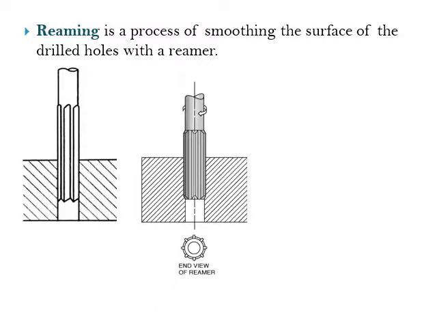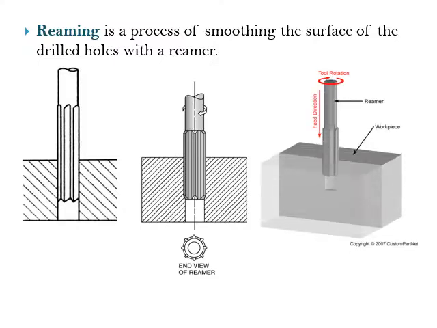So you can see the end view of that reamer. So this is the end view. Third, you can see the 3D diagram for the reaming process. This one is a workpiece. This one is a reamer tool, with the feed in this direction. This reamer tool is rotating. This reamer is fitted in the sleeve.